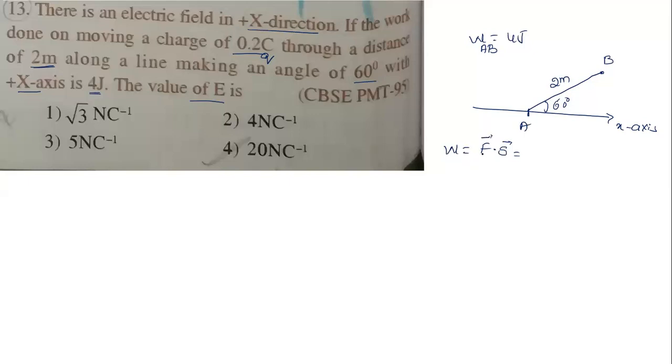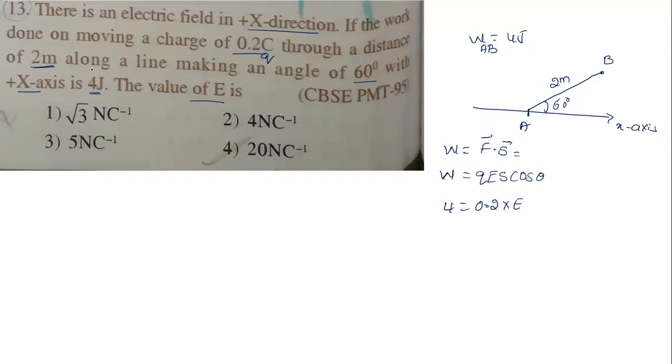We need to find the force here. Force is not given directly, but they gave a charge. So now here I'm going to write Q into E into S into cos theta. Theta is 60 degree. Work done is already given, 4 joule. So 4 equal to Q, how much is it? 0.2, into the electric field E. Correct. Look at now, next is displacement.